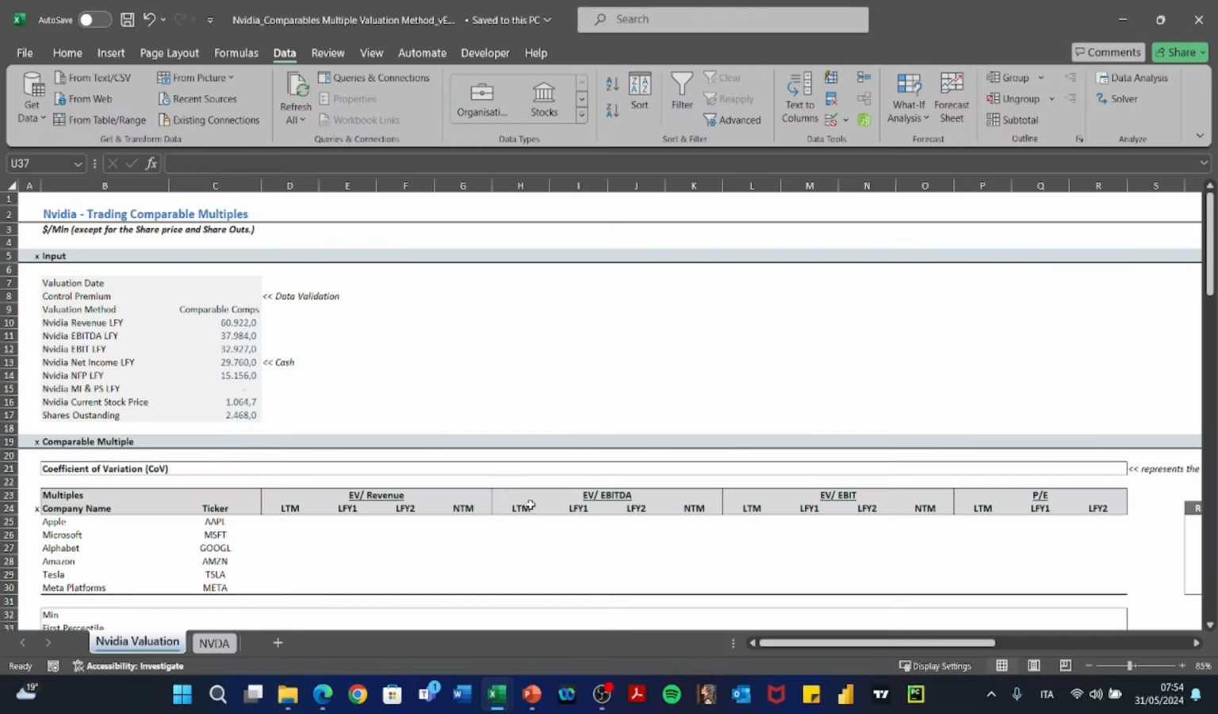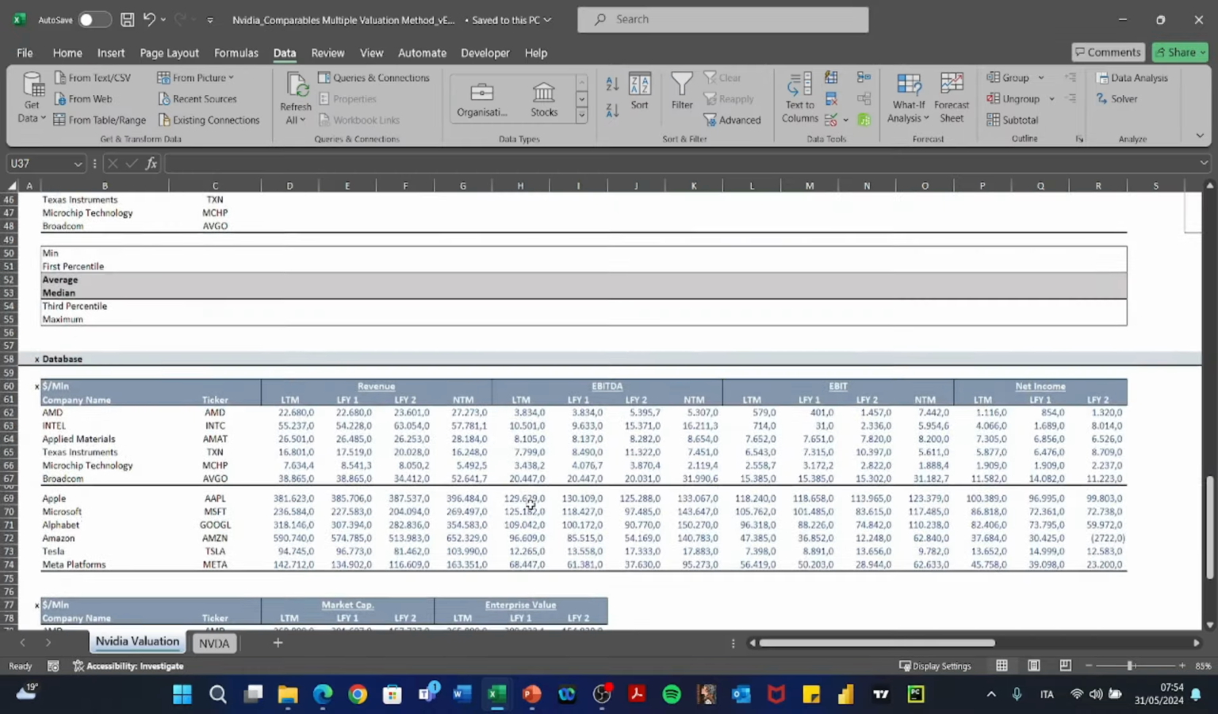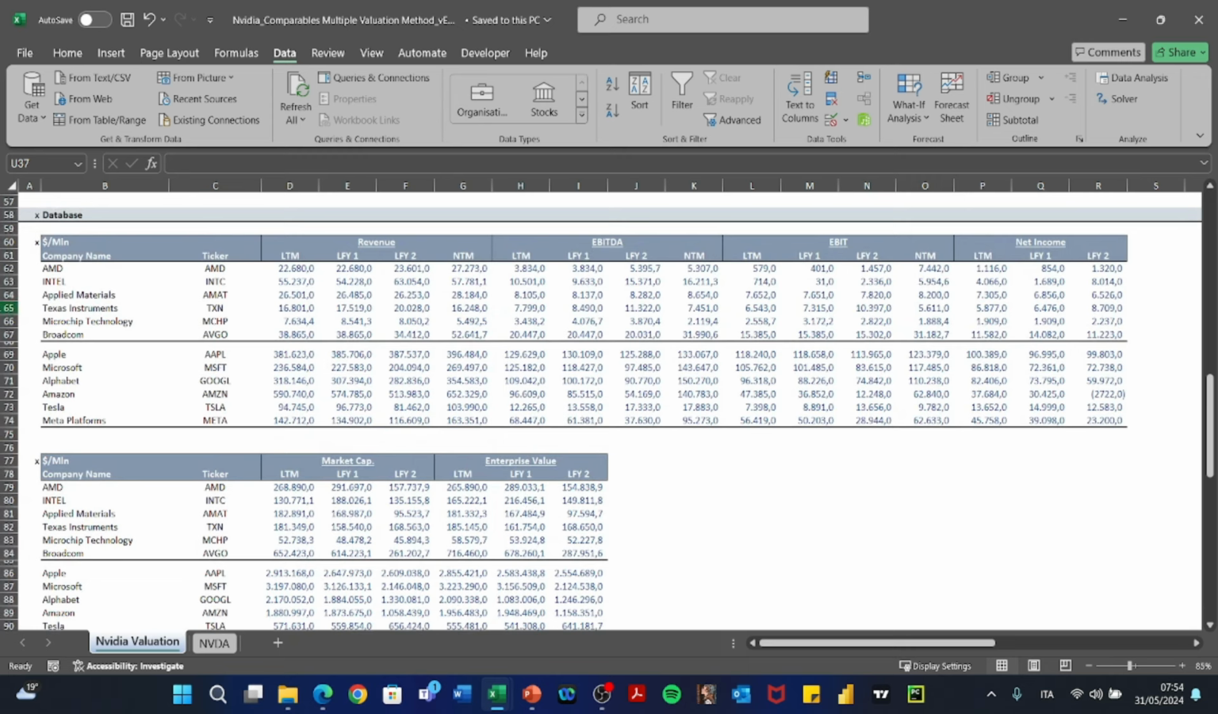Now this is the empty model. The first step is obviously to decide what comparable companies you want to include in your panel. These are my two panels.